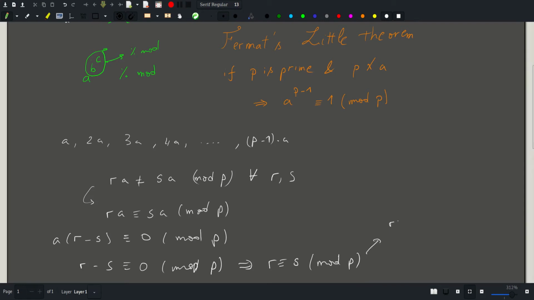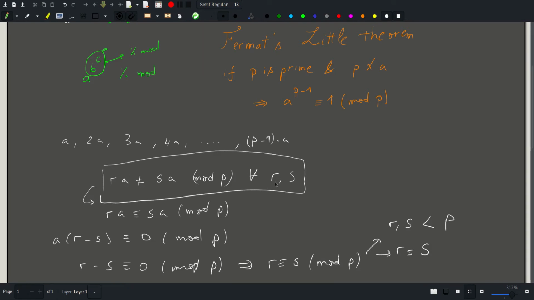And since r and s are strictly less than p and they are congruent to each other mod p, therefore r is equal to s. And since here I started claiming that r and s were different, I got to a contradiction. Therefore my claim was correct, and that is for all r and s such that r is different from s, r times a is different from s times a modulo p. Therefore, all the multiples of a from 1 to p minus 1 have a different modulo with respect to p.